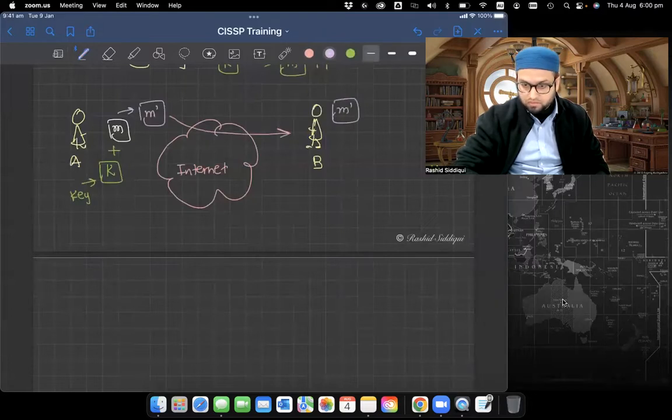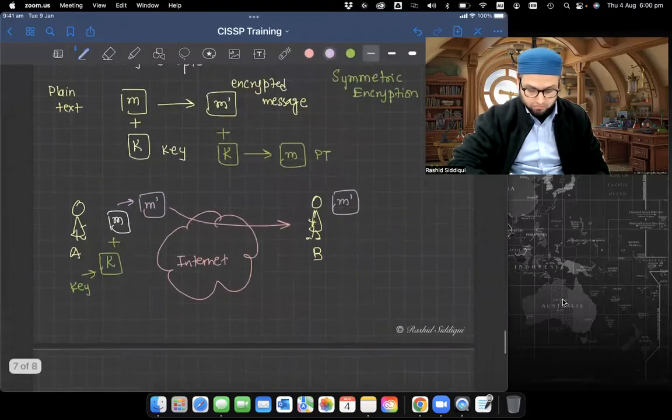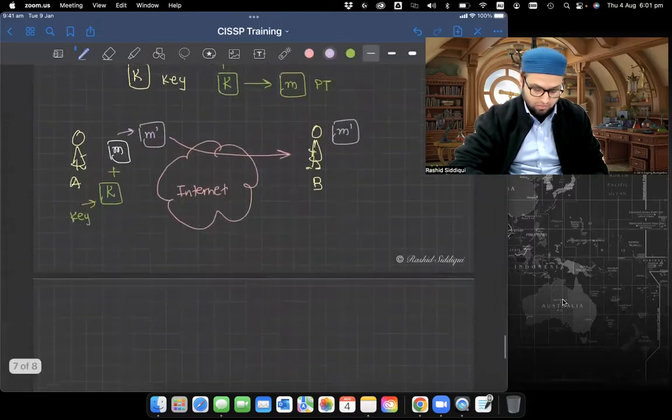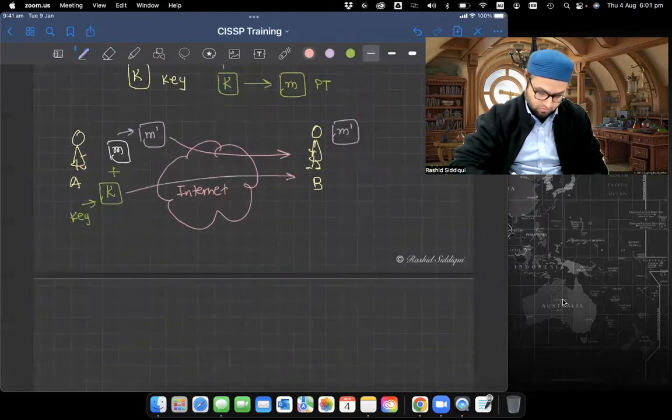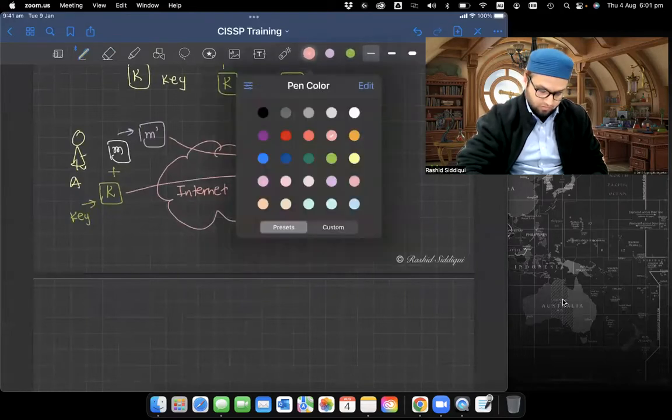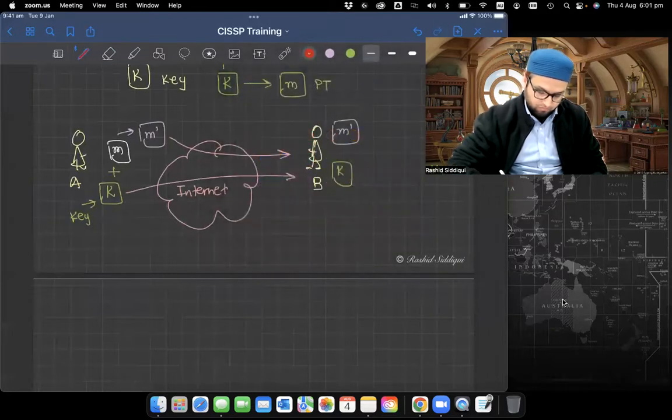But how will B decrypt? To decrypt it, remember this formula: if there is a message M, we apply K, then it becomes an encrypted message. We need the same key to decrypt the message. Now, to get the same key, the key also has to be transported to user B, right? But here we have a problem.